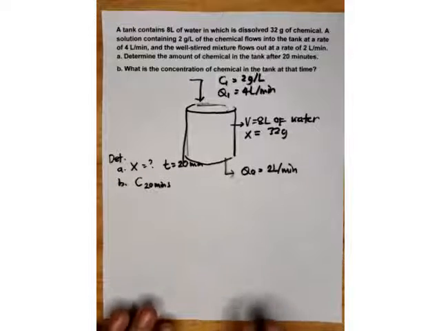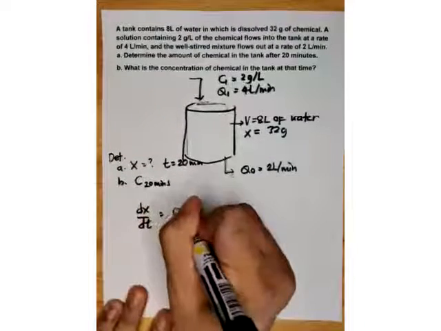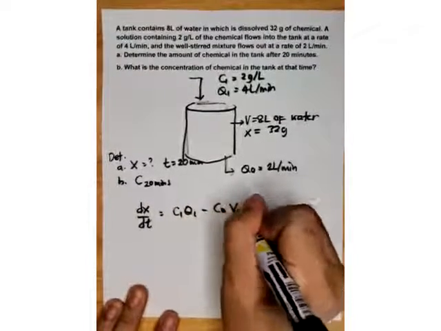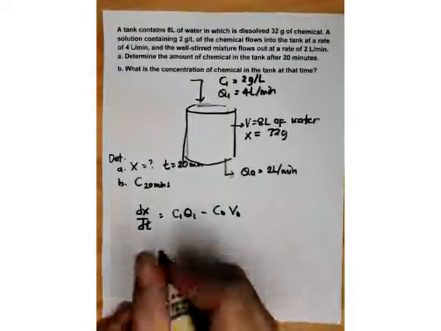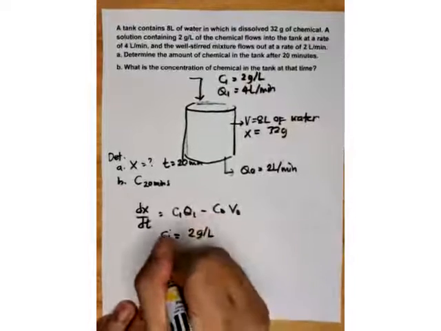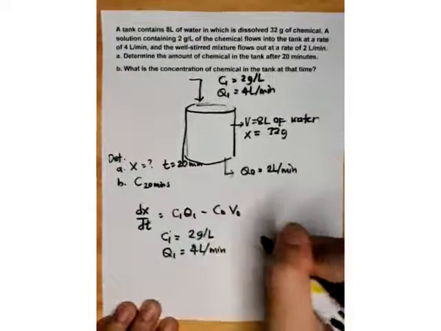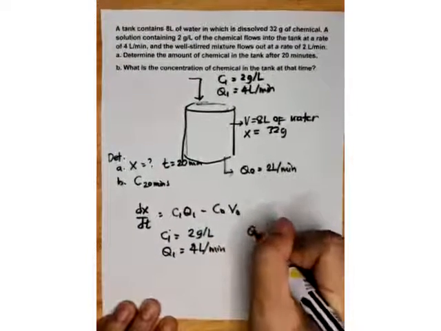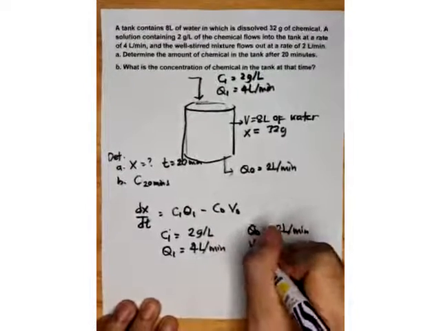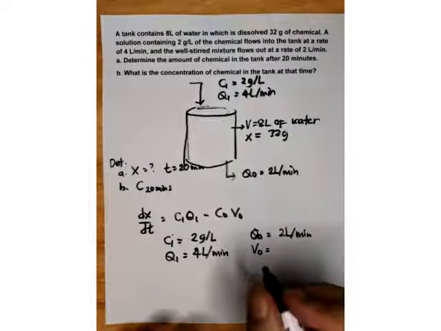Okay, so let's just apply our formula. Our formula is dx over dt is equal to C in Q in minus C out Q out. So what's our C in? C in is 2 grams per liter, and then yung Q in natin ay 4 liters per minute. Yung Q out natin ay 2 liters per minute. At ang V natin ay, so that will be the volume. Ay, sorry, hindi volume.